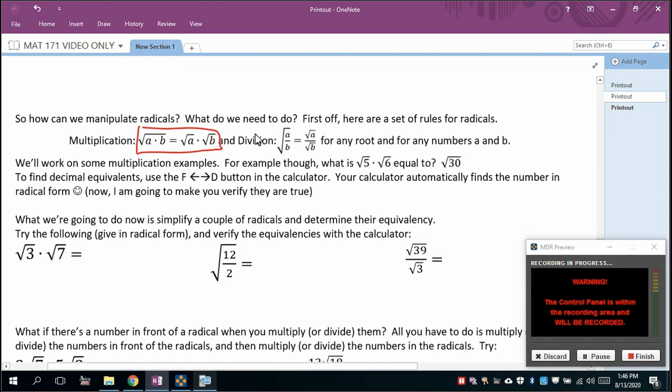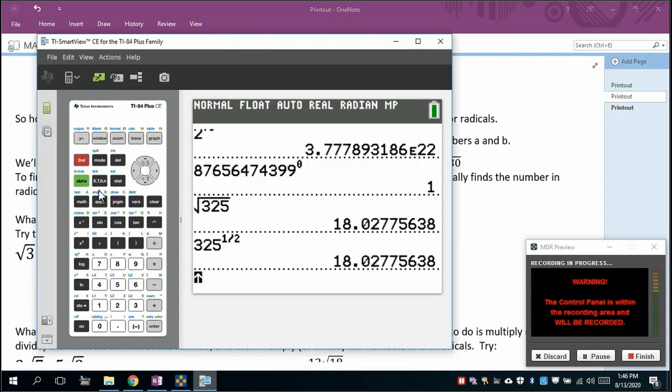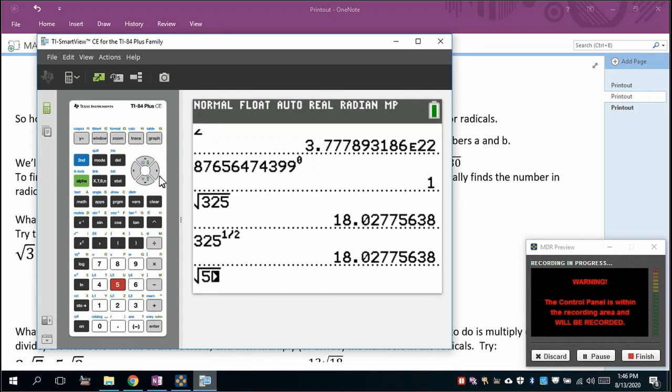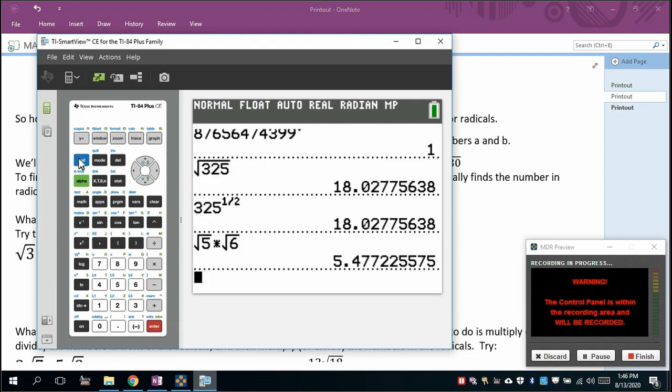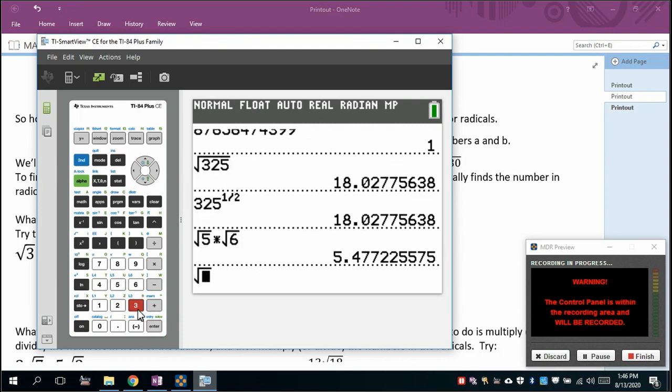And dividing, so these rules actually work both ways. So if we have the square root of a over b, it is equal to the individual quotient of the square roots. So square root of 5 times the square root of 6 should equal the square root of 30. And it's going to equal that, the square root of 30.